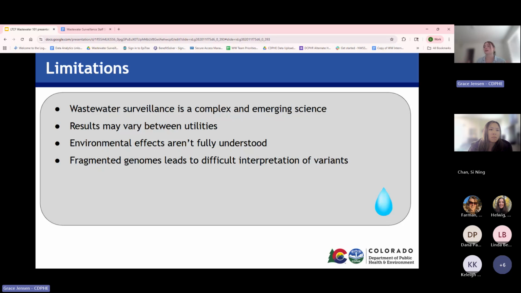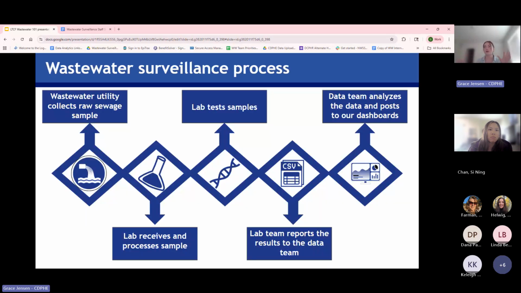How much does that affect the viral material that we're seeing? And also the fragmented genomes that come in this pooled sample can sometimes lead to a more difficult interpretation of the variants that we're seeing. So here's a very quick overview of the surveillance process.